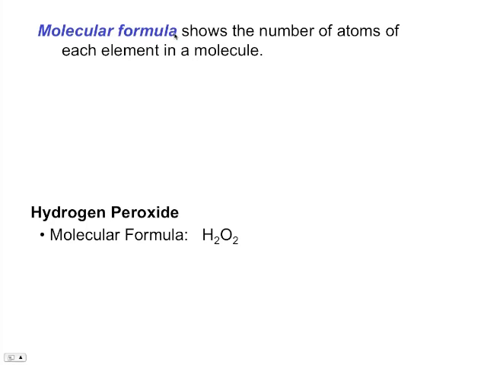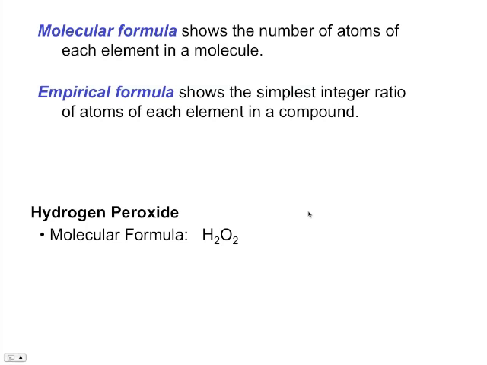So far we've been talking about just looking at what's called the molecular formula, which gives you all of the different atoms in a molecule. So hydrogen peroxide has a molecular formula H2O2. Every molecule has 2 hydrogen atoms, 2 oxygen atoms. We can distinguish the molecular formula from what's called the empirical formula. And the empirical formula gives you the simplest whole number ratio of all the different elements in a compound. So, for example, the empirical formula for hydrogen peroxide would just be a 1-to-1 hydrogen-oxygen ratio, HO.